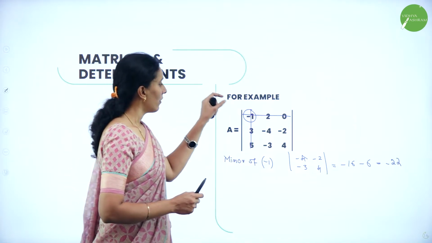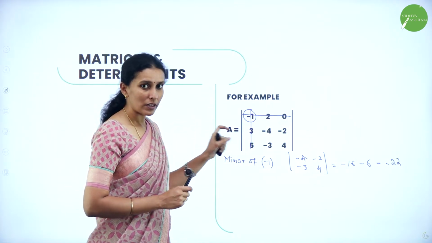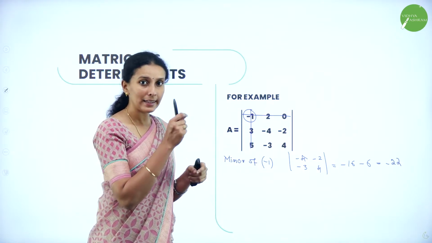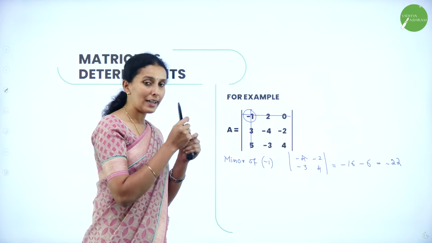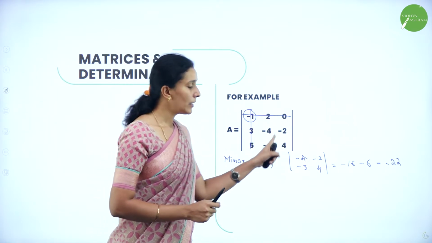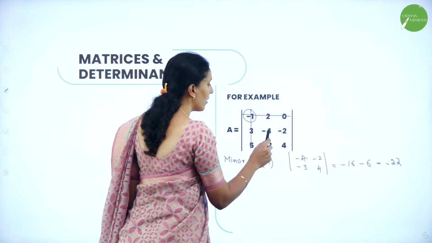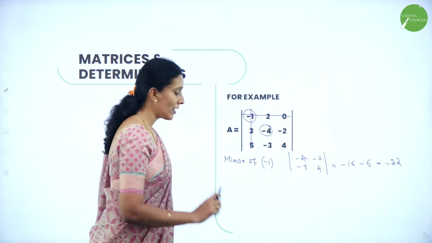That is, in the case of a 3 cross 3 matrix, if you delete the row and column containing the element, the minor of that element will become the determinant of the remaining elements. Suppose, let me take minus 4. I want the minor of minus 4.